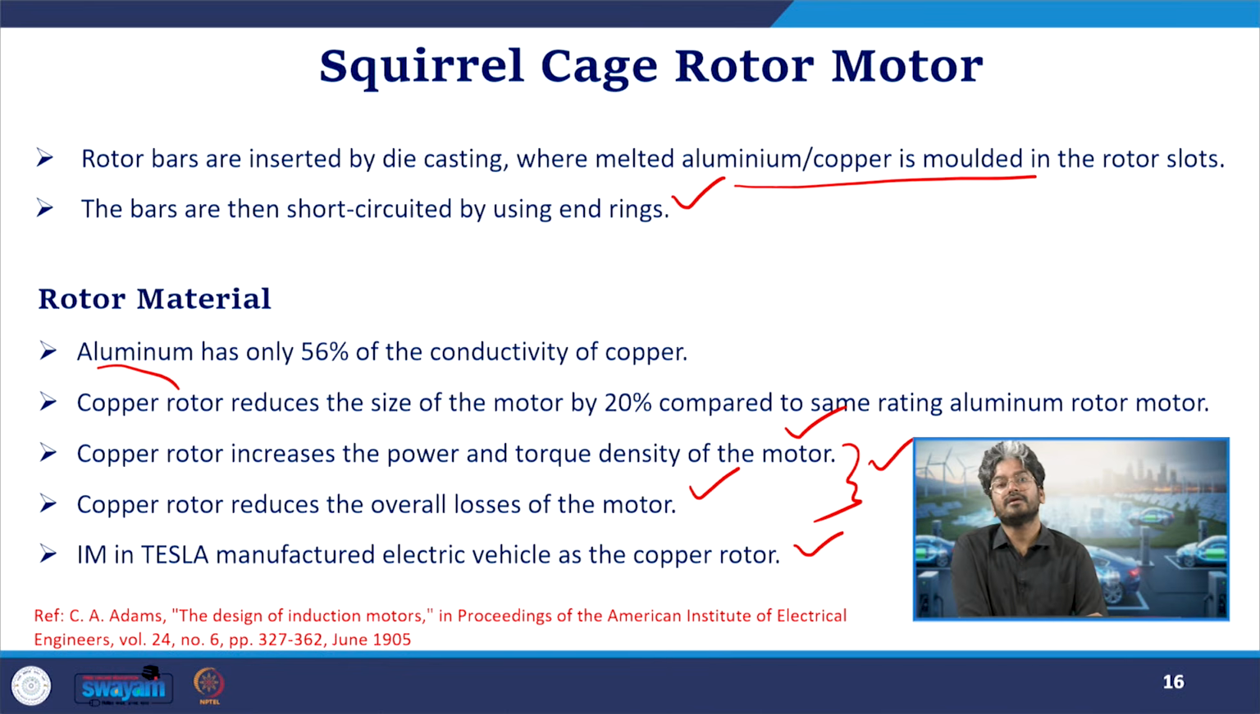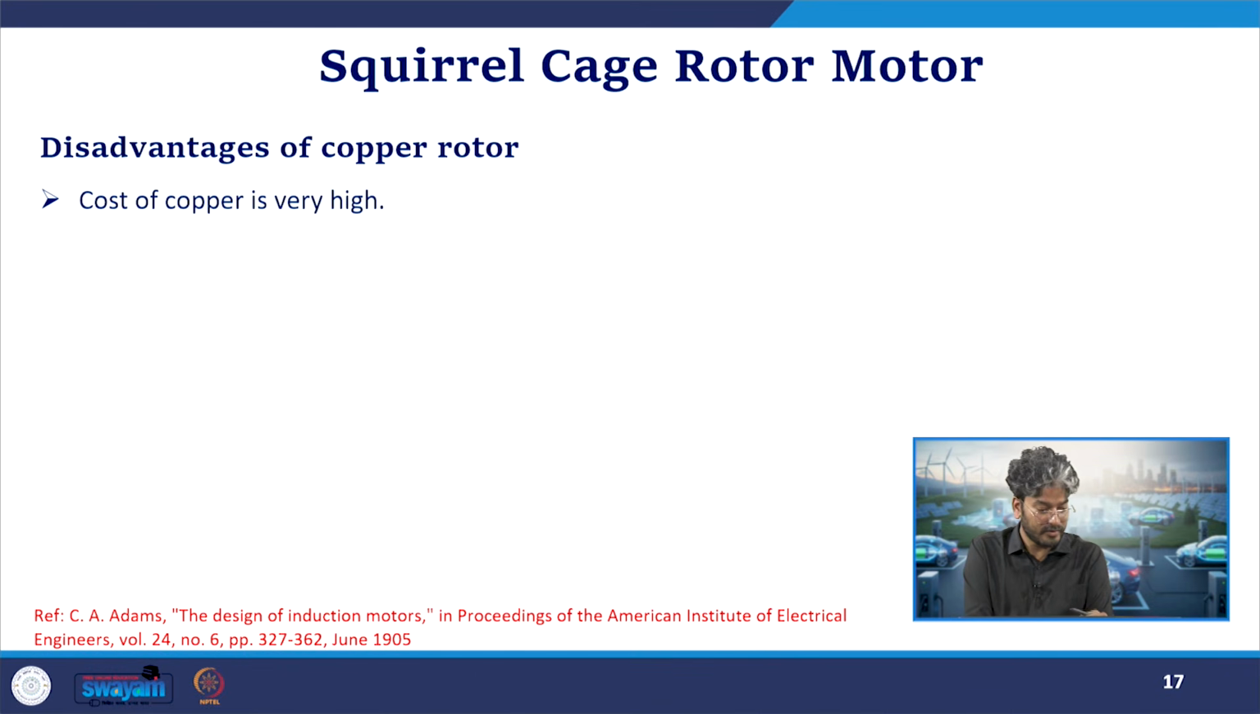But when we talk about our normal customers, they are more concentrating on the initial cost of the vehicle. So most of the time we do not use a copper-based rotor, but we go for aluminum-based or other alternative rotor structures compared to the copper ones.